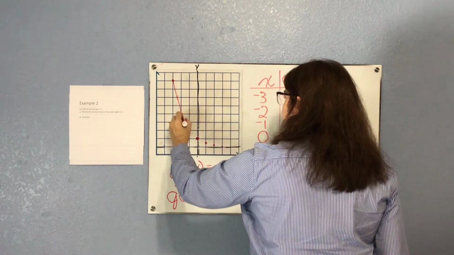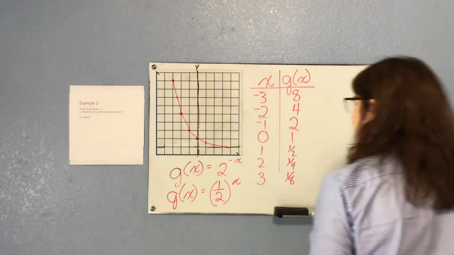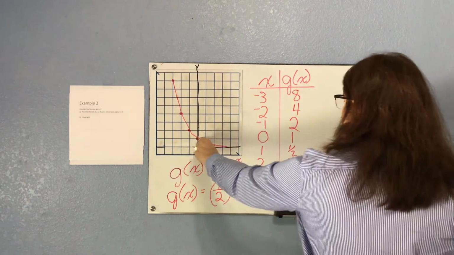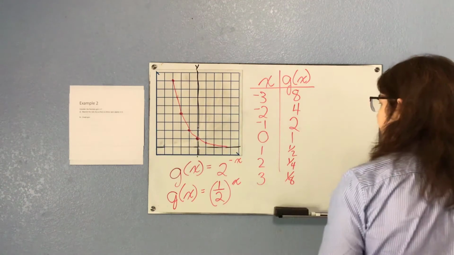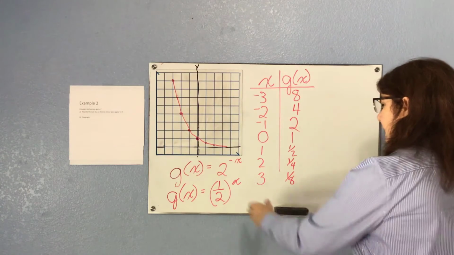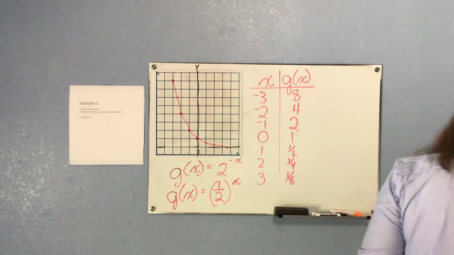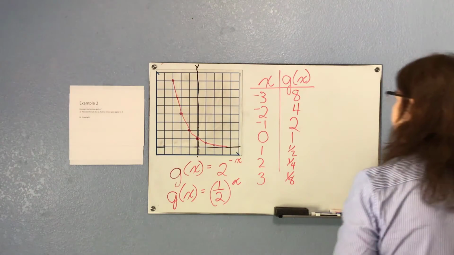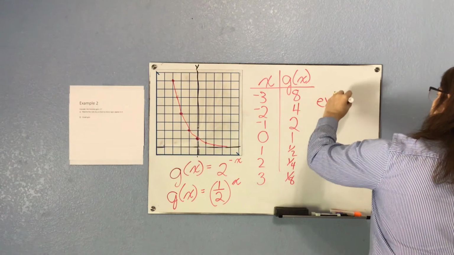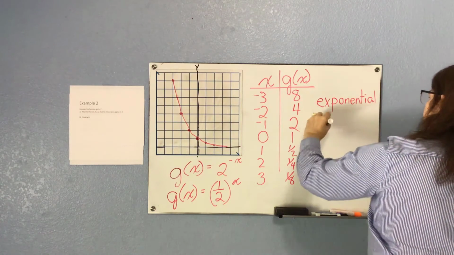So now my graph falls away to the right and rises when we go to the left. Okay? But once again, this graph is never going to touch the x-axis because all the powers of 1/2 are going to be positive numbers. Okay, and we call this kind of graph exponential decay.